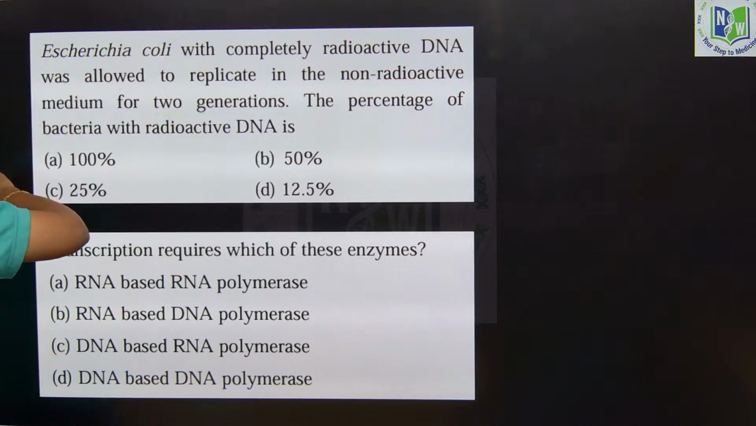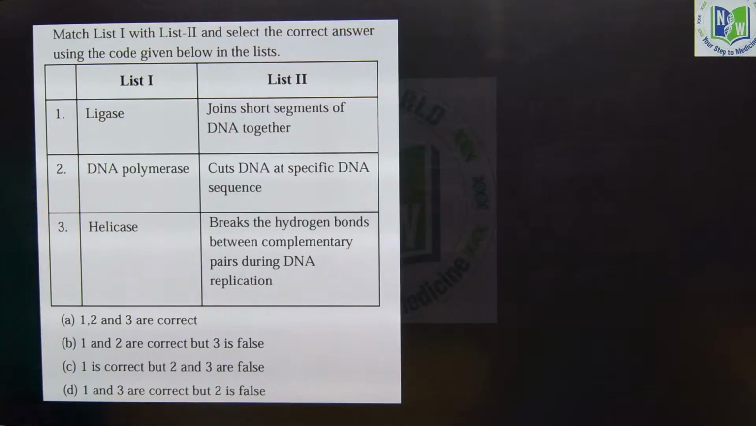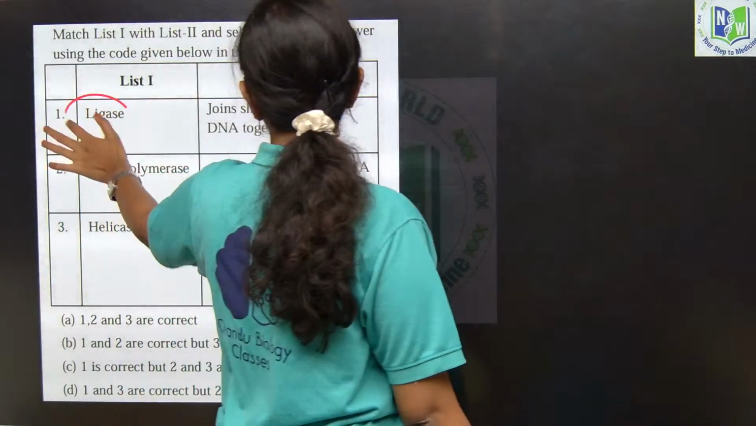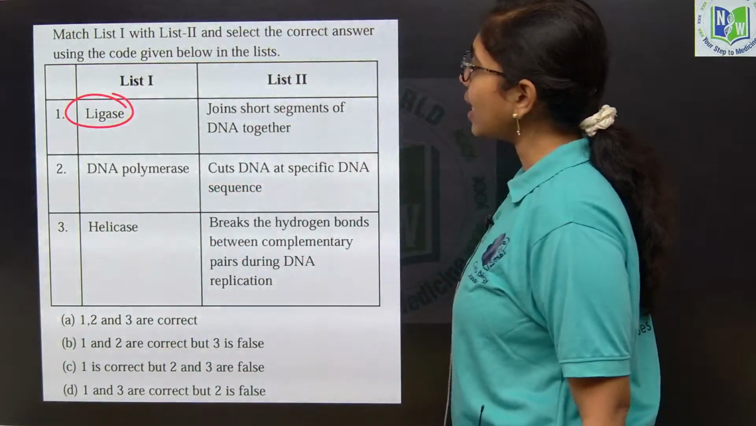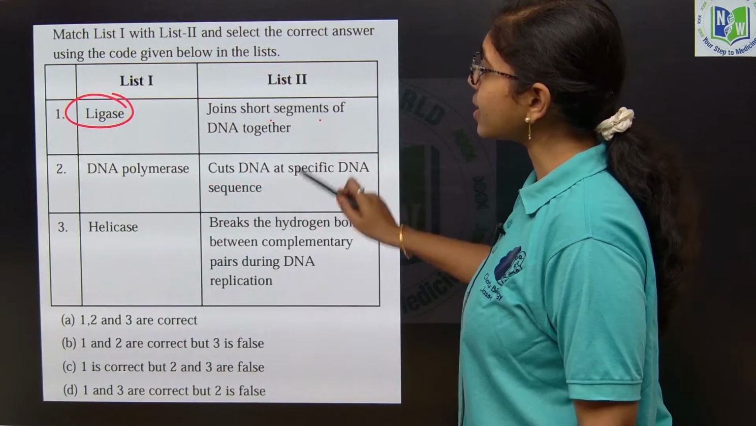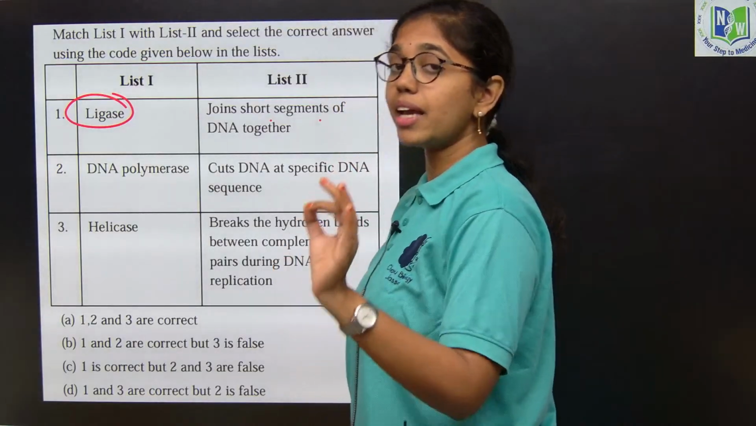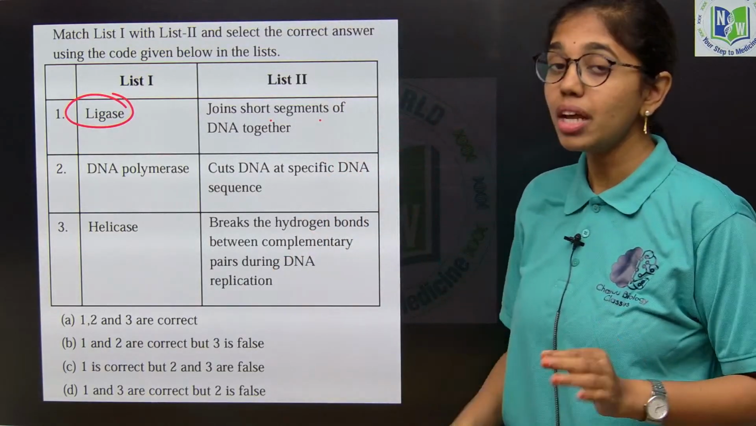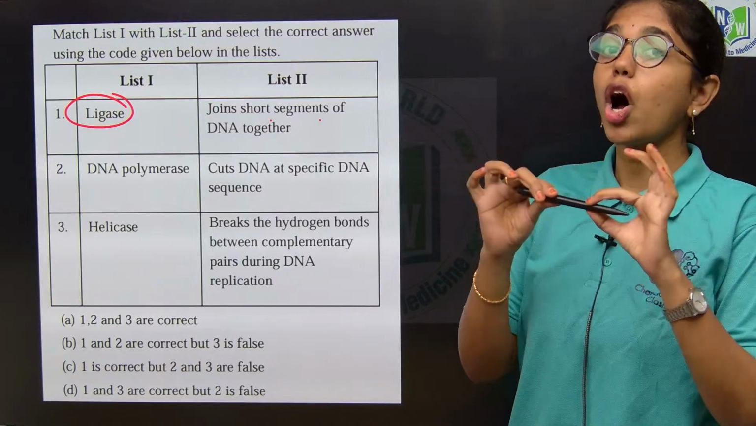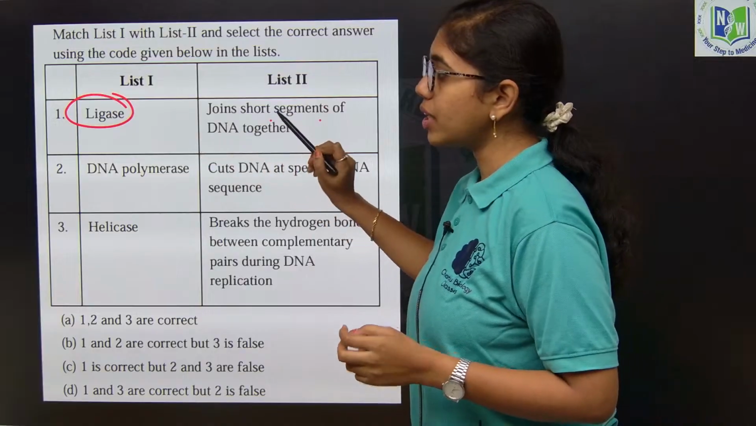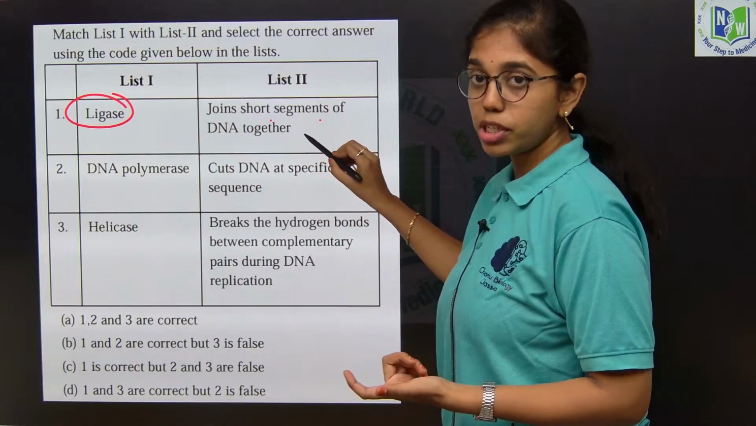Next question you see, ma? List 1 and list 2. Match the list 1 and list 2. Select the correct answer using code given below. First, ligase. Ligase will join the short segments of DNA. DNA ligase is the last enzyme used in DNA replication, which is used to bind what? Okazaki fragments, in the lagging strand. So, ligase joins the short segments of the DNA.